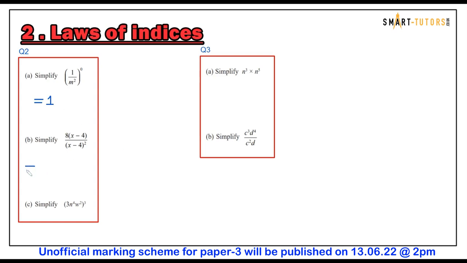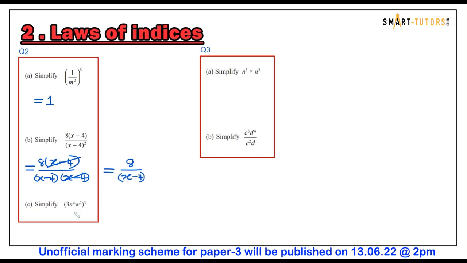B part, simplify 8 times x minus 4 over x minus 4 whole thing squared. So x minus 4 whole thing squared means x minus 4 times x minus 4. You can show the working out. So x minus 4 cancels out. So the correct answer is 8 over x minus 4. So that is the correct answer.